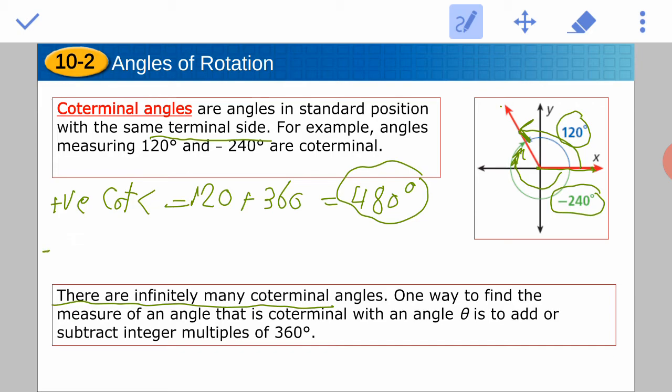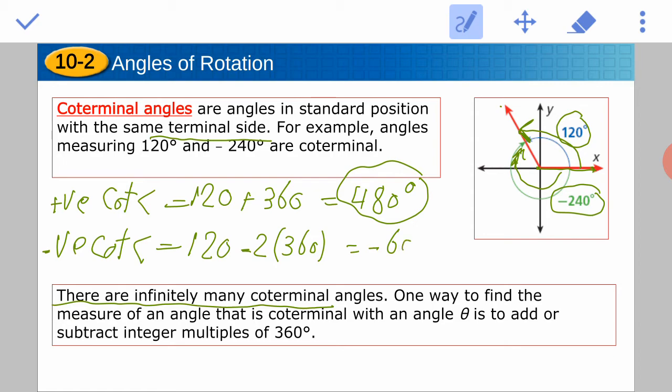To obtain a negative coterminal angle of 120, instead of adding a complete number of rounds, you can subtract any complete number of rounds. This time I'm going to subtract 2 rounds. 2 times 360. So guys, it's 120 minus 720. Let me double check. 120 minus 720 is going to be negative 600.